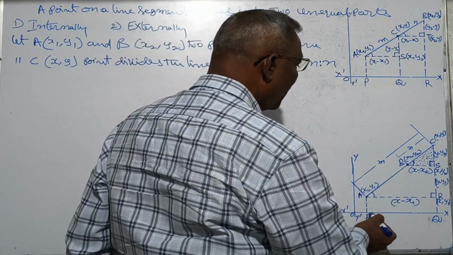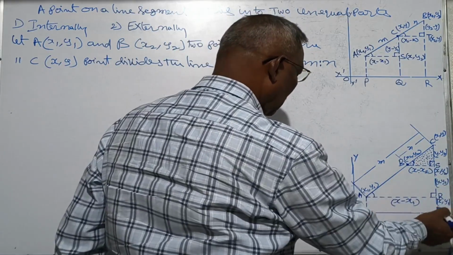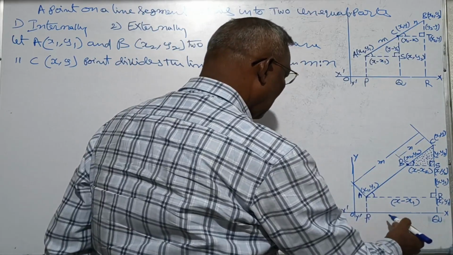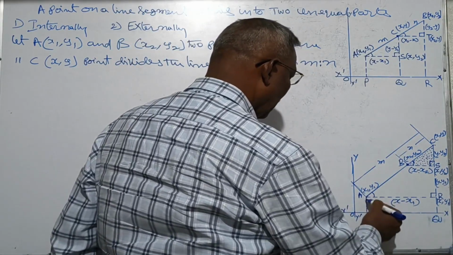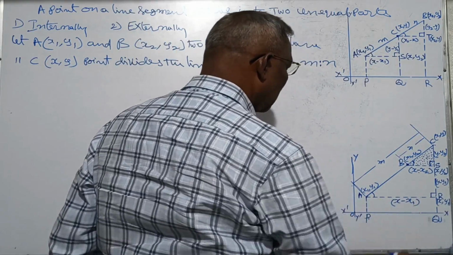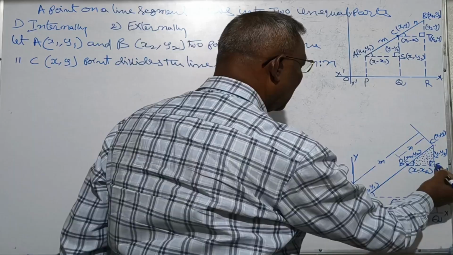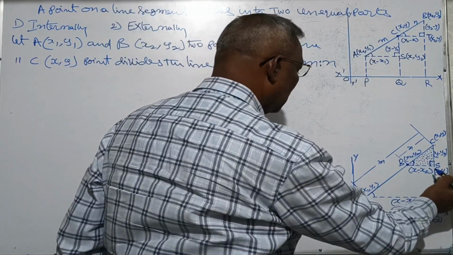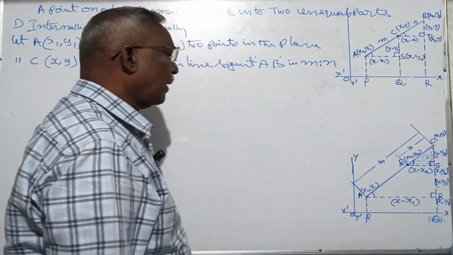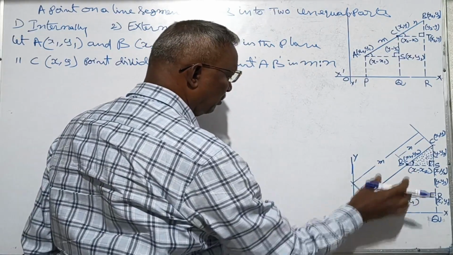Next, AP and CQ, these dotted lines are drawn perpendicular to the x-axis. Similarly, AR and BS, these dotted lines are drawn parallel to the x-axis, by which two triangles are formed. You can clearly observe this in the diagram.